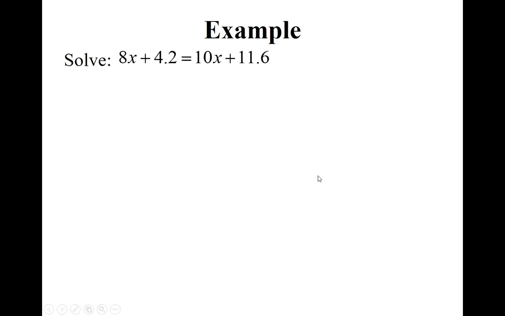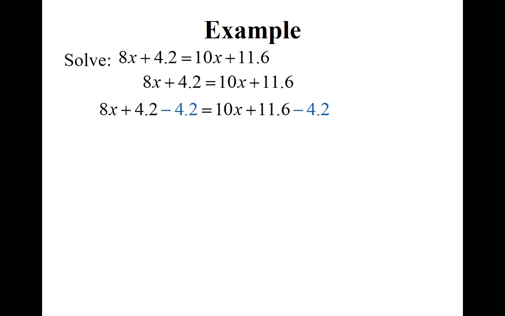8x + 4.2 = 10x + 11.6. So we want to start moving things around, getting the x's on the same side. We can start by subtracting 4.2 from both sides. That gives us 8x = 10x + 7.4.